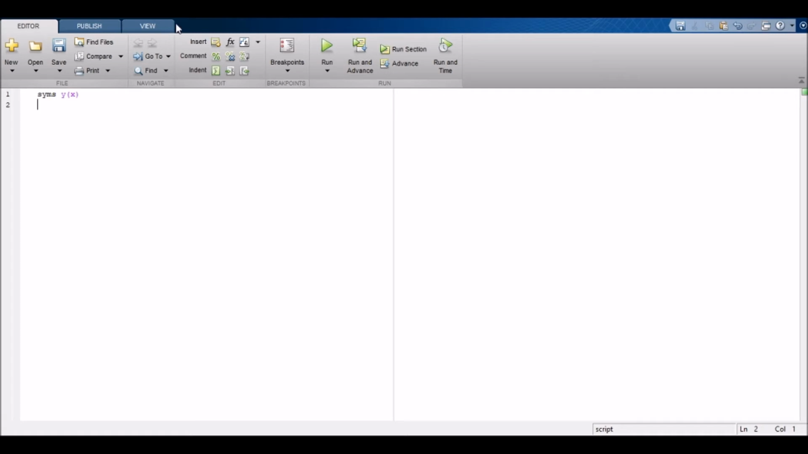Here two conditions are given. First condition for y of 0 and second condition for y dash of 0. Therefore, we define here the y dash term, that means dy equal to diff of y.